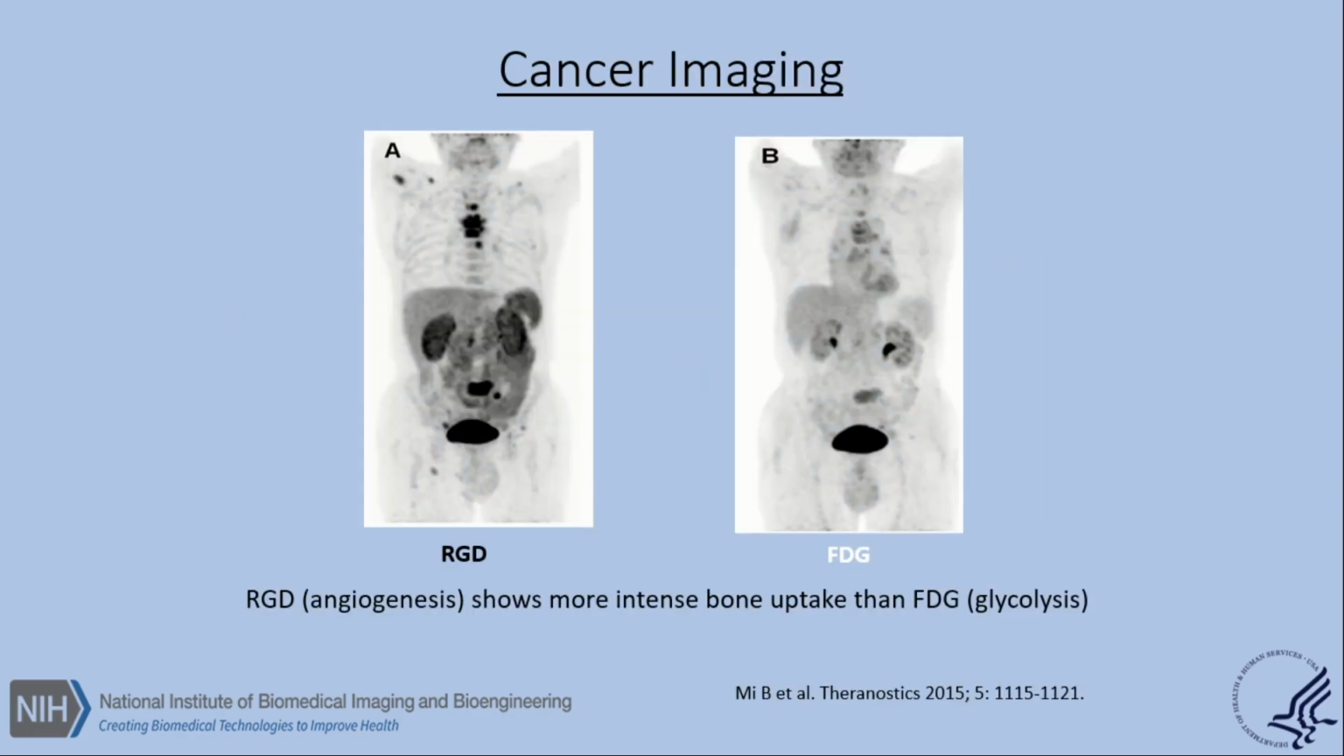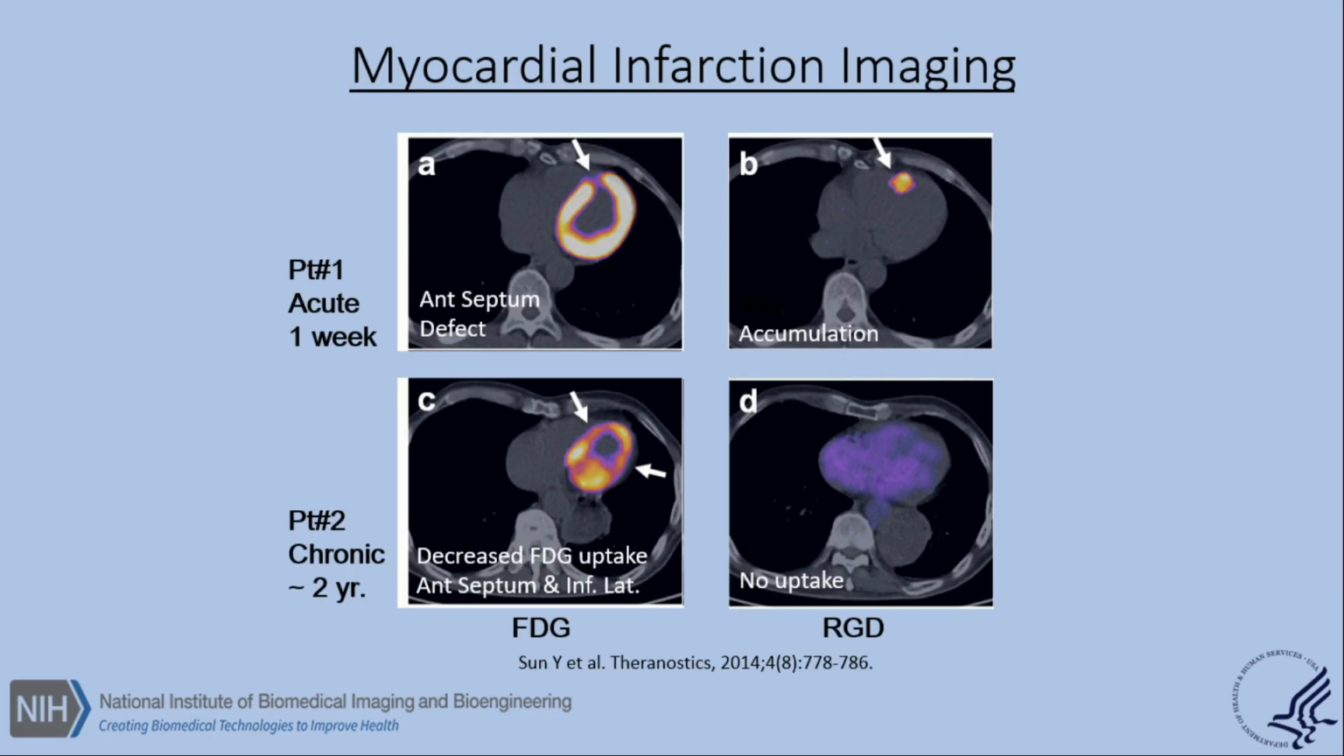So, for example, here you can see an RGD image. In every area that you see, other than the bladder and so on, the METs are areas of active angiogenesis, okay? And this is the FDG, not so well seen, because there's no glycolysis occurring in that.